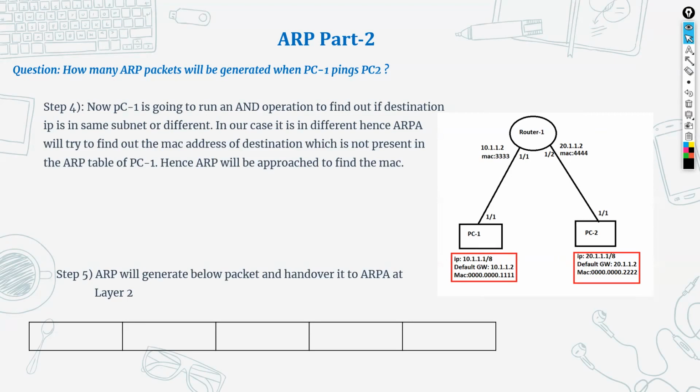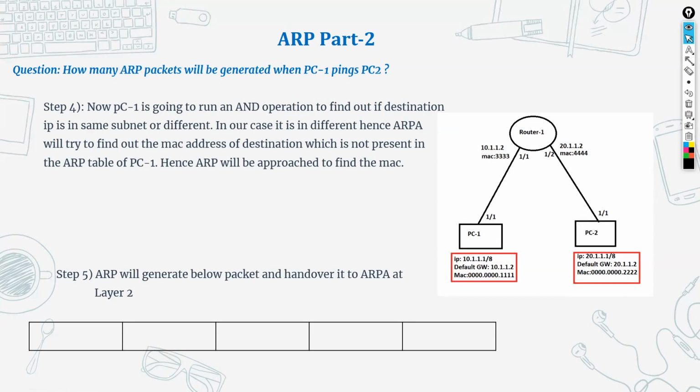Okay, in our scenario, you can see that 20.1.1.1, which is the destination IP for PC1, is in a different subnet. That is why the rule is that if we are communicating into a different subnet, then ARP is going to find out the MAC address of the gateway, not the destination. If the destination IP is in the same subnet, then ARP is going to find out the MAC directly for the destination IP.